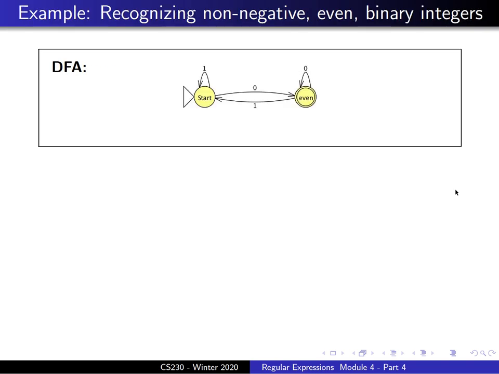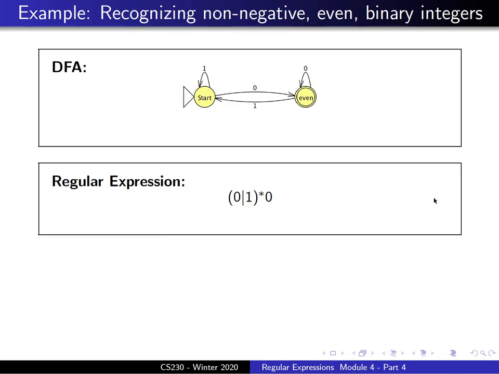So let's take a look at an example. We looked at this example before when we were looking at finite automata. Here we have a DFA that recognizes non-negative even binary integers. We recognize that a non-negative even binary integer over the alphabet 0, 1 would be any string that ends with a 0, because all even numbers end with a 0. So this is the DFA for that.